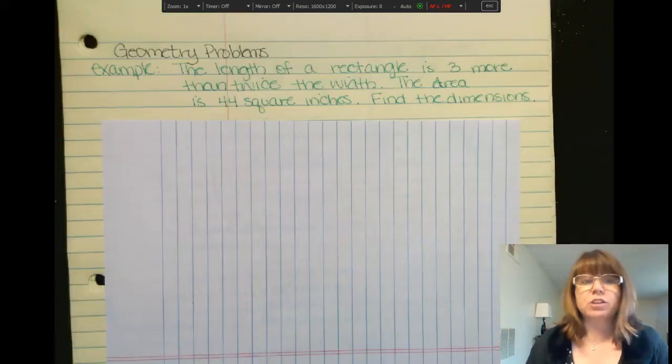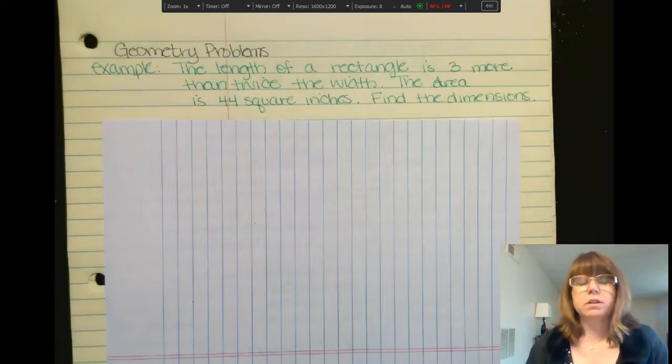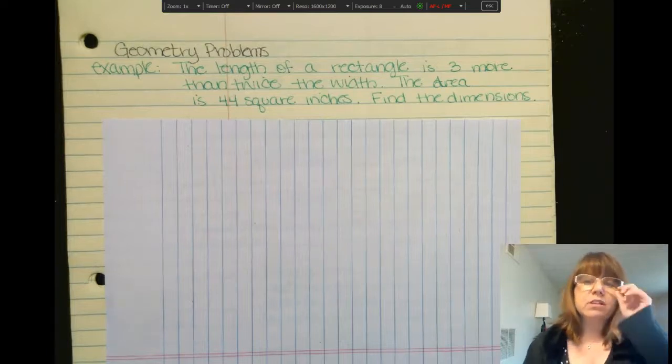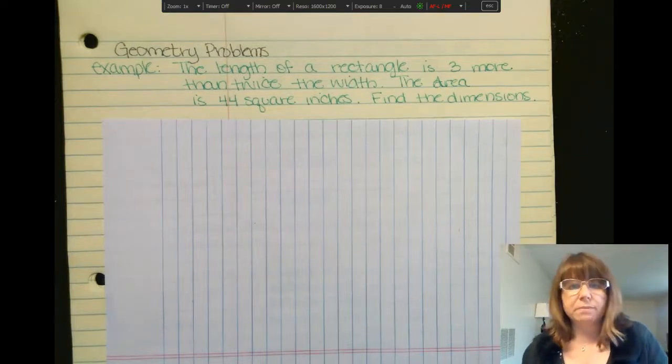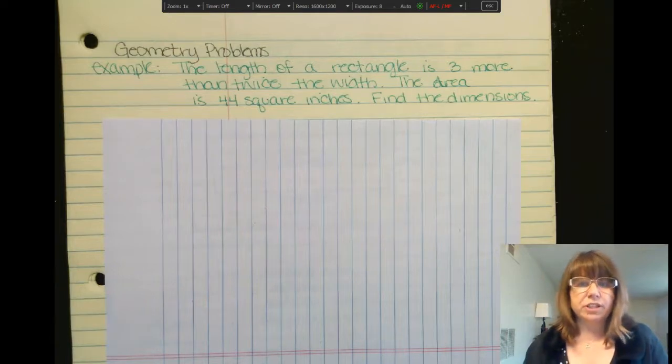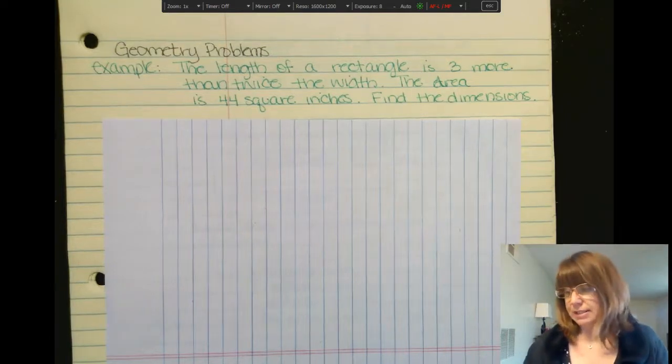Let's consider how we can use this in a geometry problem. The length of a rectangle is 3 more than twice the width. The area is 44 square inches. Let's find its dimensions.